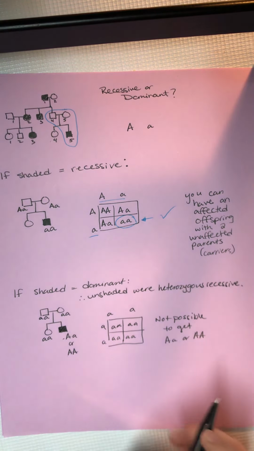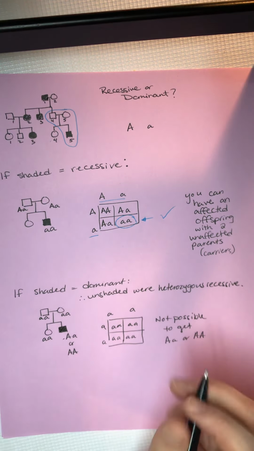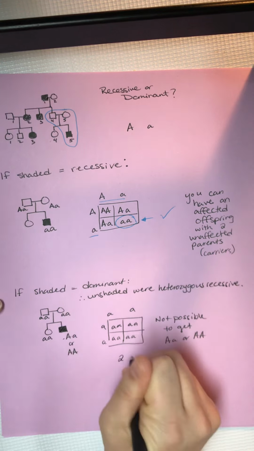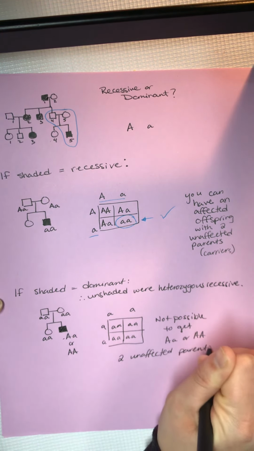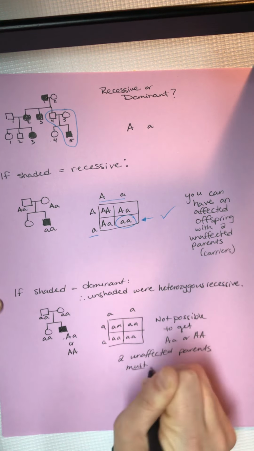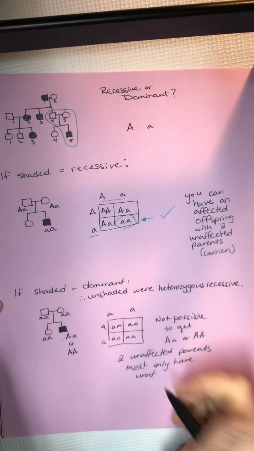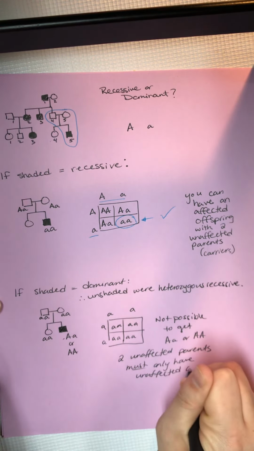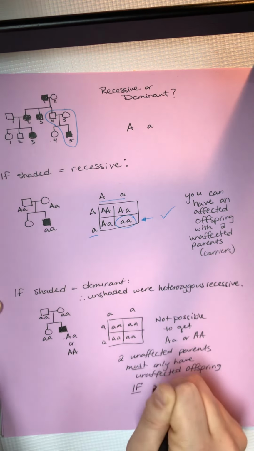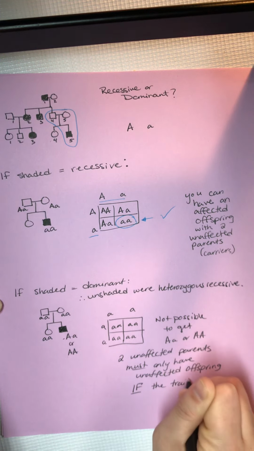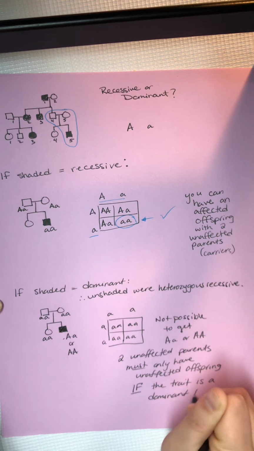So that means that if we had two unaffected parents, you could only have unaffected offspring. So two unaffected parents must only have unaffected offspring if the trait is a dominant trait.